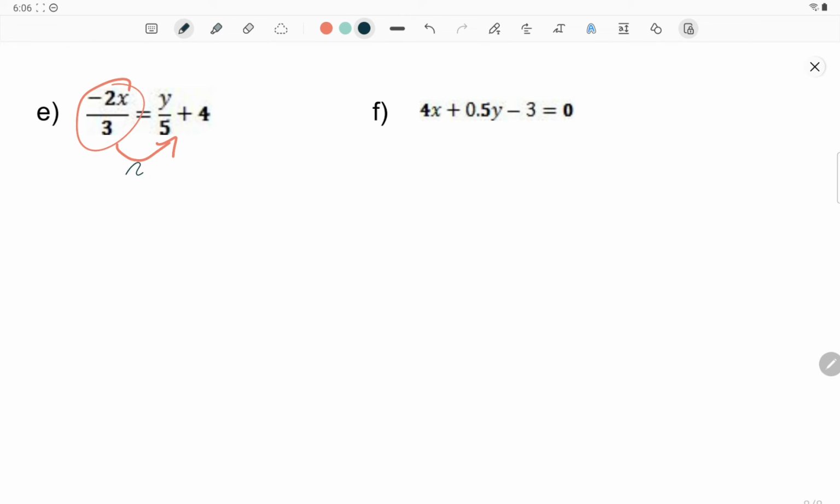And it's negative 2 over 3x, so it's going to become positive 2 over 3x. And so you're going to be left with 0 on the left, positive 2 over 3x, plus y over 5, plus 4.